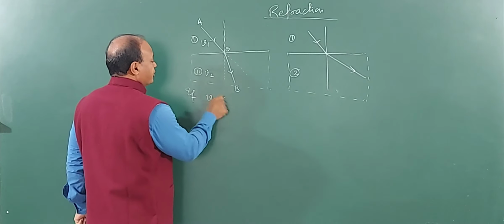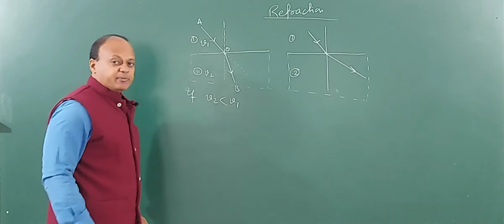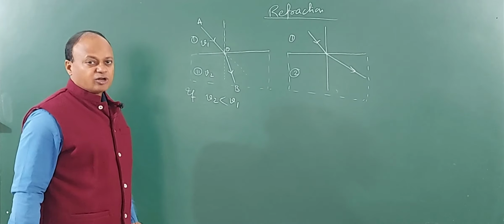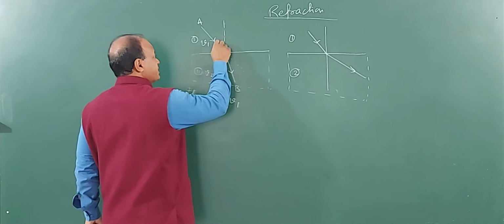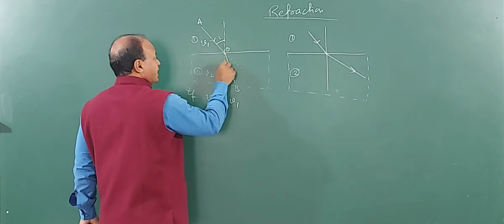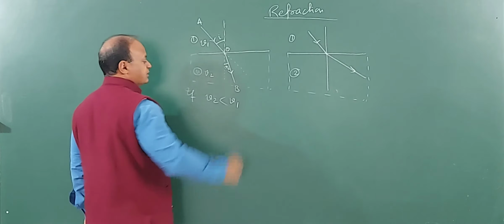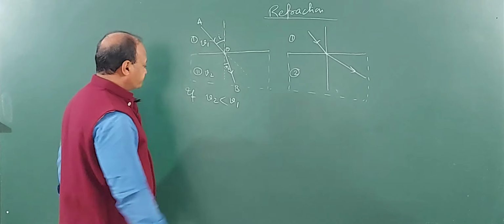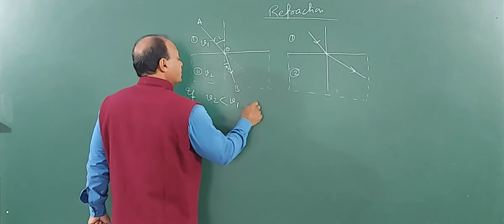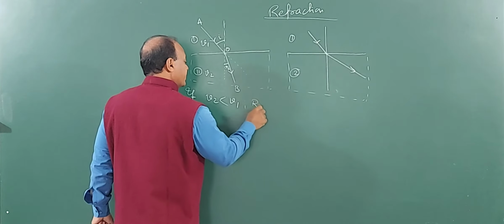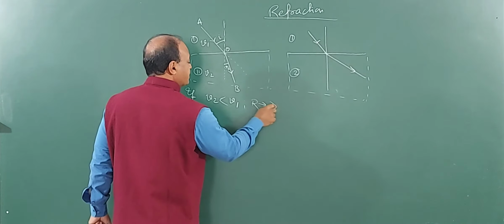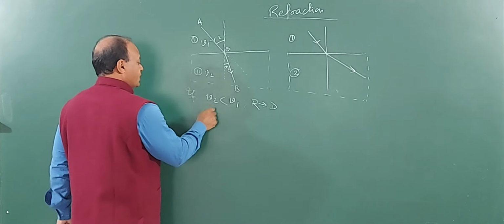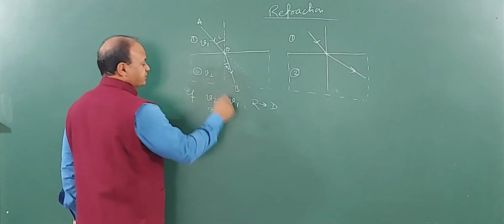Now we find, if the velocity of light decreases in the second medium, then it will bend towards the normal. It will bend towards the normal. Let's say the angle of incidence is i and the angle of refraction is r. If V2 is less than V1, meaning the ray will be going from rarer to denser medium. R stands for rarer, D stands for denser. And in this case, angle of refraction will be less than angle of incidence.